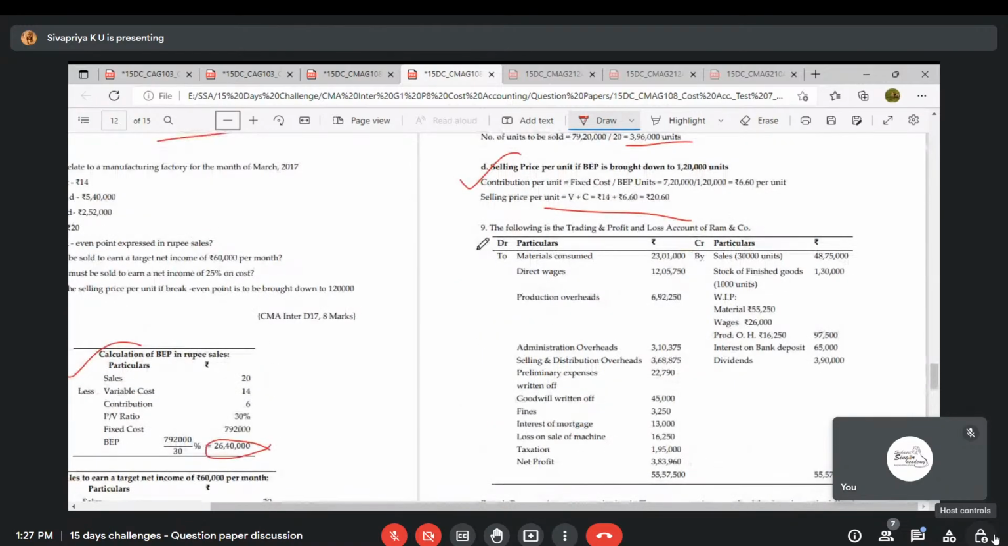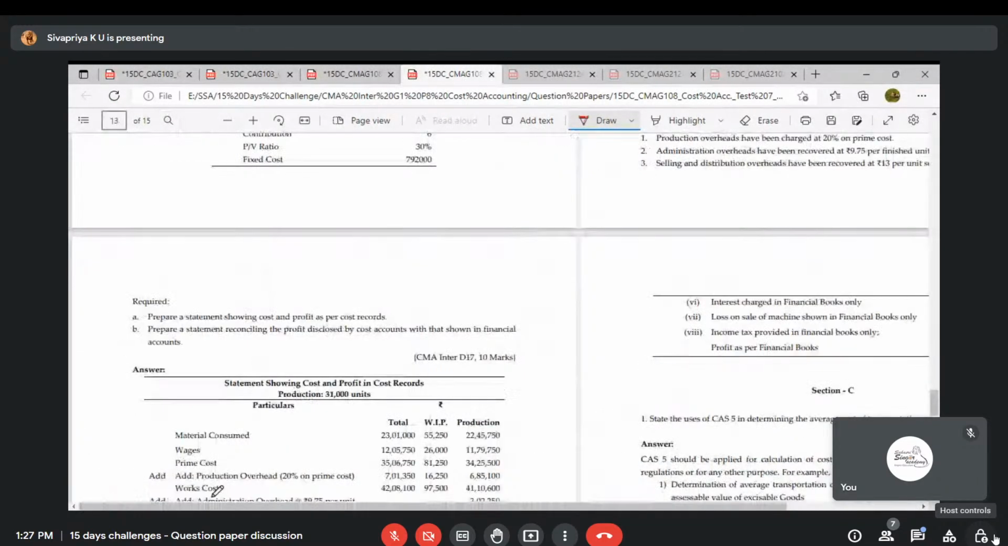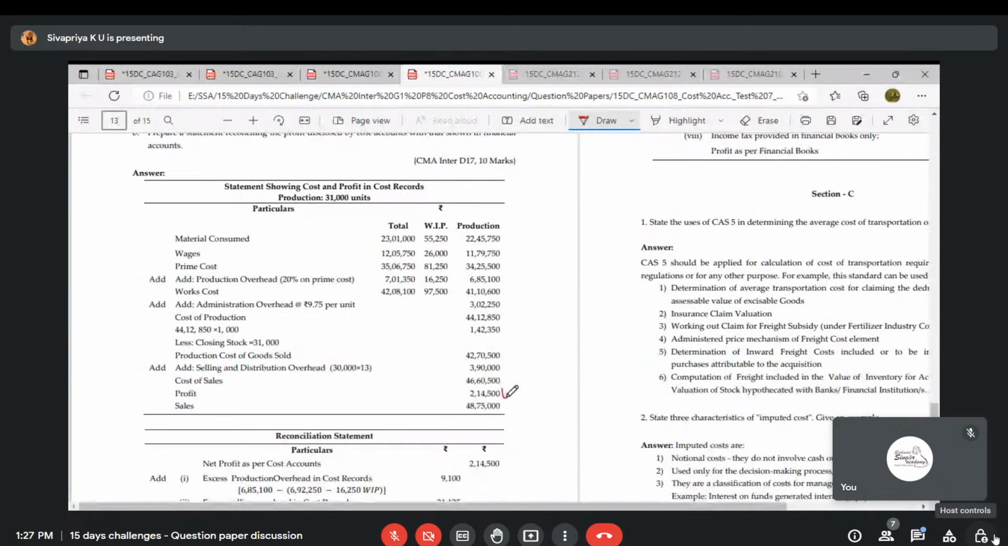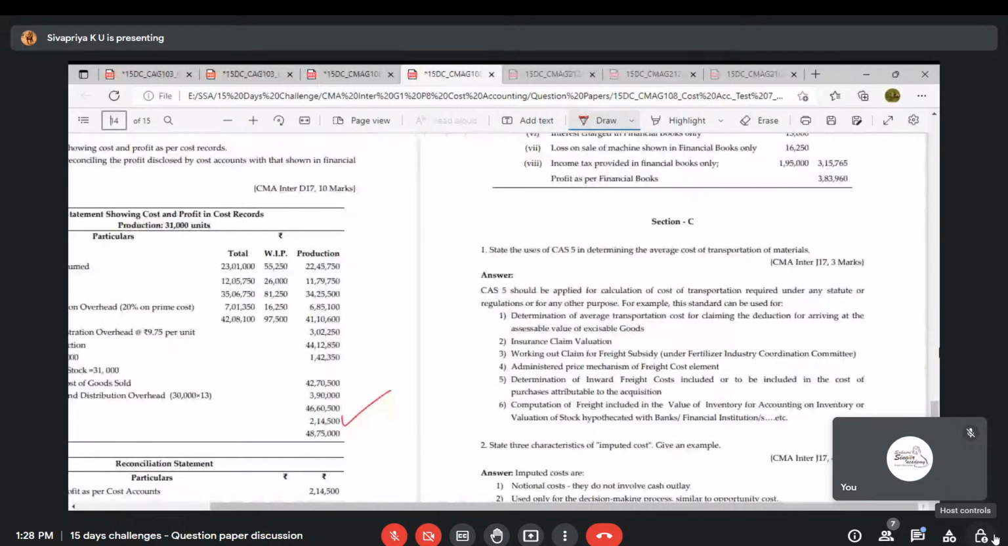Question number 9. So question number 9 is similar to the one we have already discussed in test 6. Now you have to calculate the costing profit. அதே problem தான் 2,14,500. அந்த அதே costing P&L இருக்கு நமக்கு profit இருக்கு and you have to reconcile with financial books. So this is the answer for that.